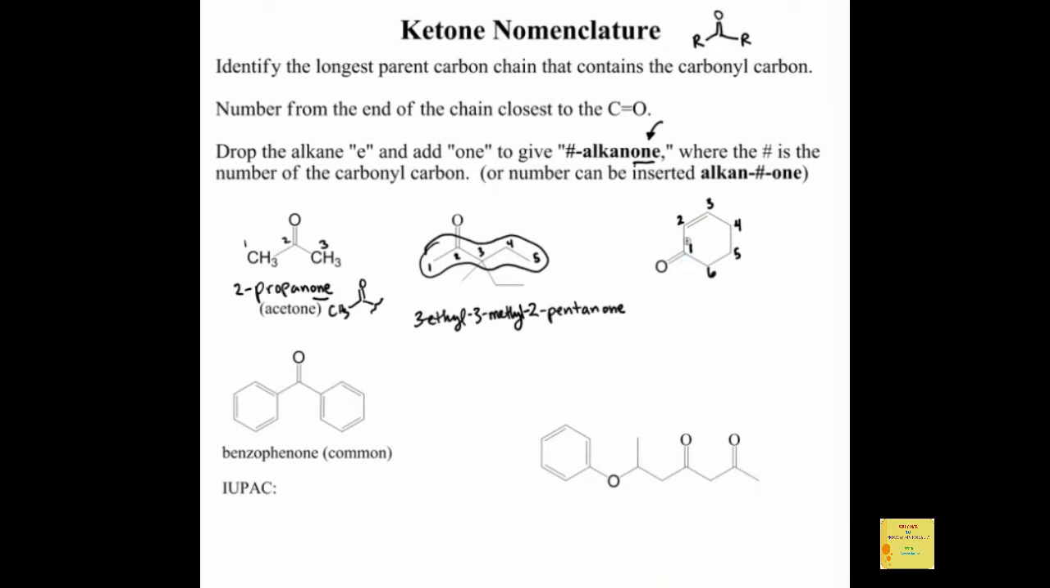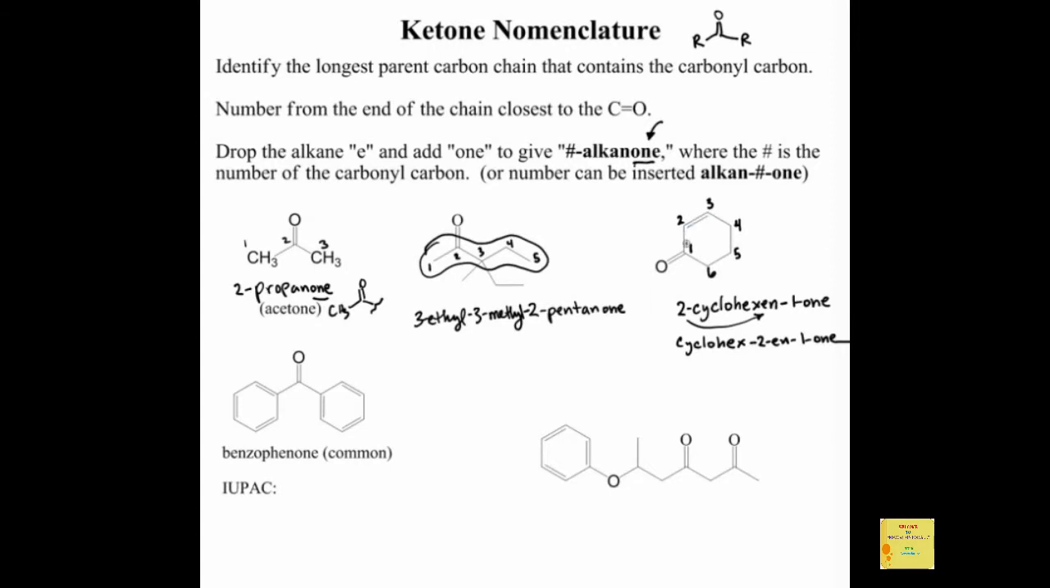This is cyclohexenone. So we have a 2-cyclohexen-1-one. The 2 refers to the double bond. The 1 refers to the carbonyl. Of course, we can break it up completely and put the 2 right before the ene and the 1 right before the one. You'll see that pretty regularly, so you should be able to work with either of those.